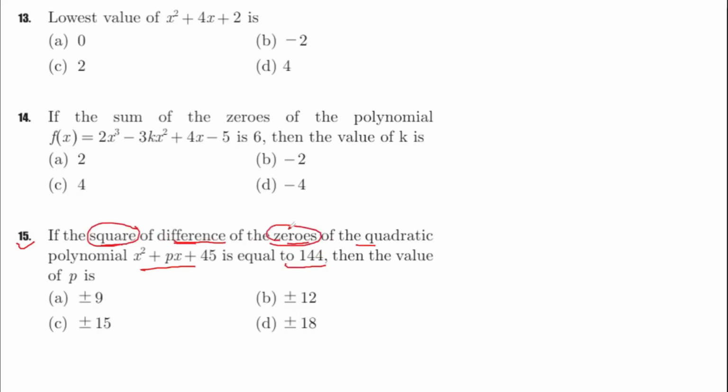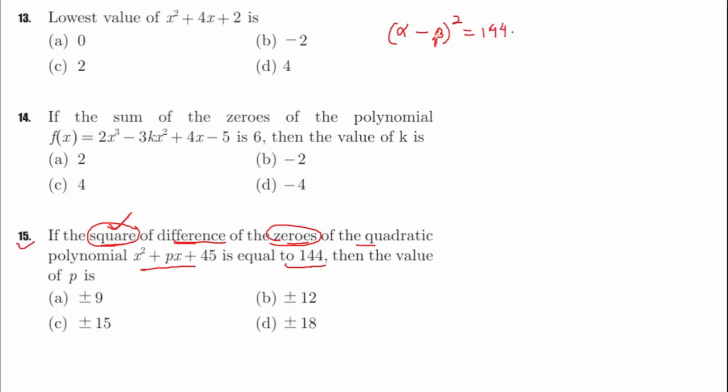That means if we have a quadratic polynomial that has two zeros, one is alpha, another one is beta. Now the difference means alpha minus beta, and again you need to do the square. That means (alpha minus beta) whole square, and that is given to you as 144.